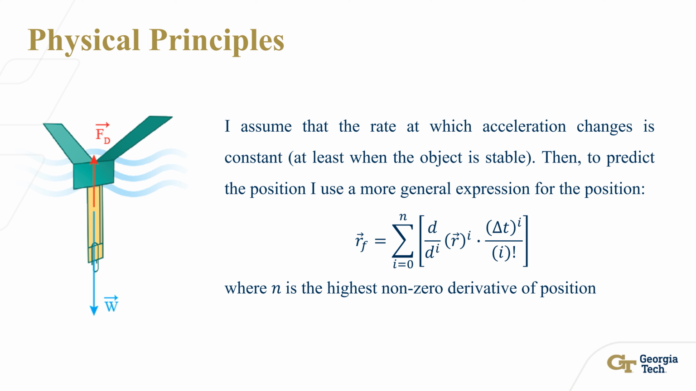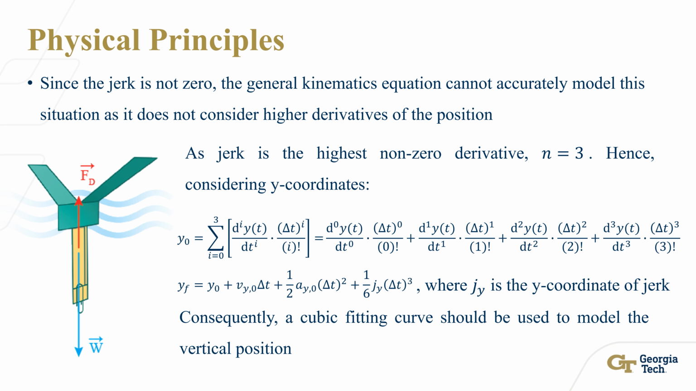Then to predict the position, I use a more general expression for the position, where n is the order of the highest non-zero derivative of position. The general kinematics equation cannot accurately model this situation as it does not consider higher derivatives of the position. As jerk is the highest non-zero derivative, n equals 3, and considering y coordinates, we obtain the following equation, where j sub y is the y coordinate of jerk. Consequently, a cubic fitting curve should be used to model the vertical position.